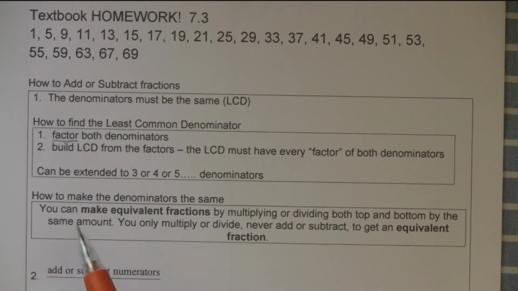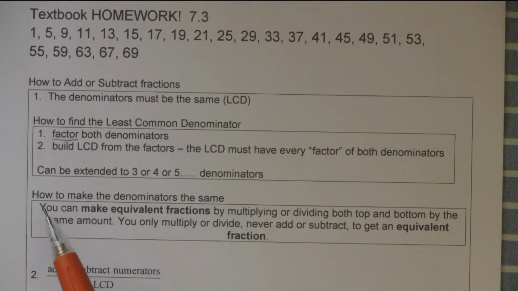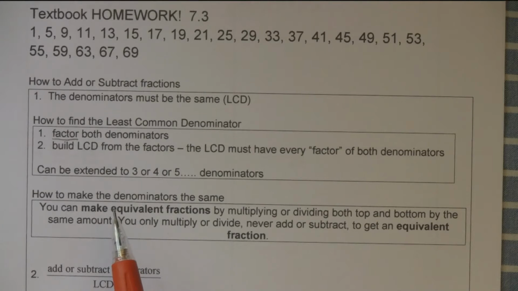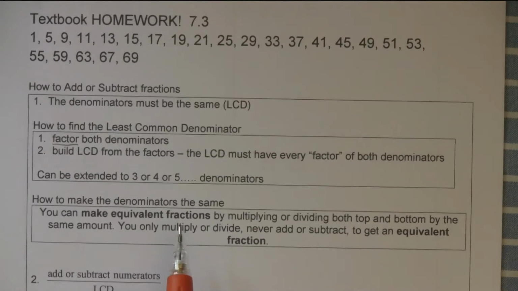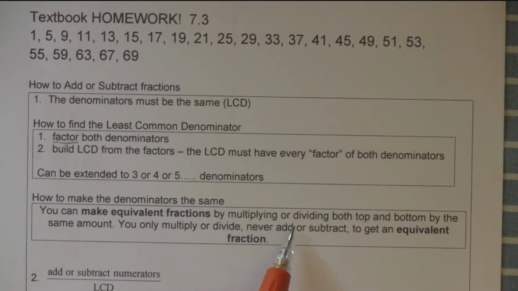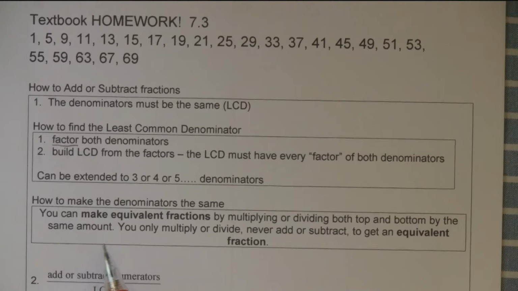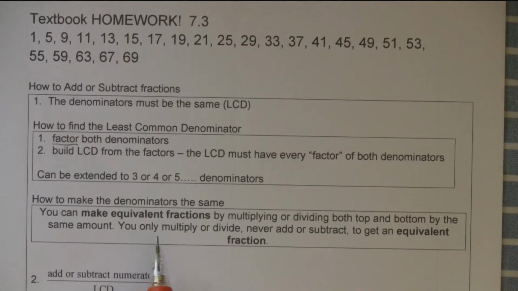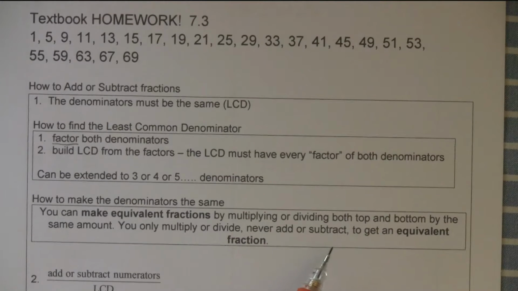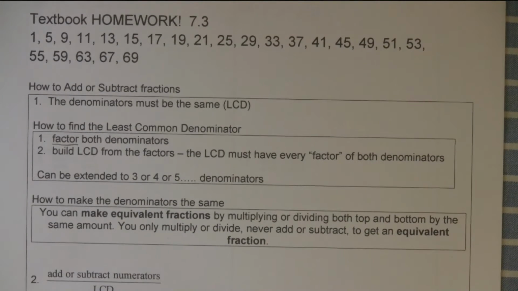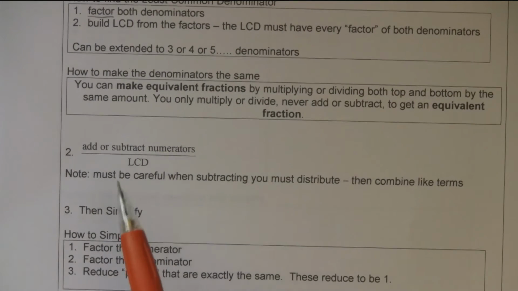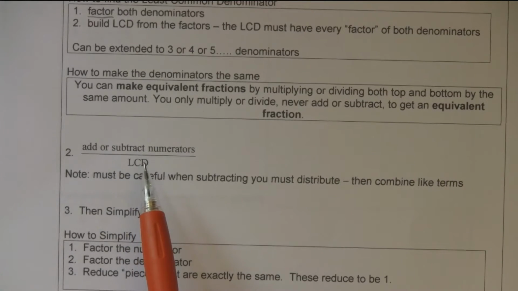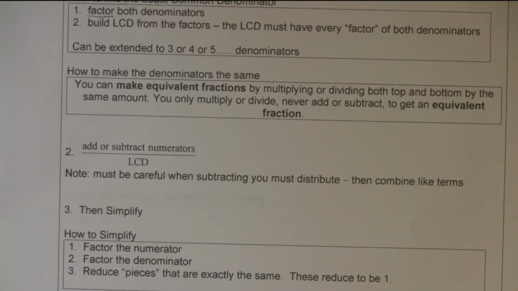And then how you make the denominators be the same is you have to make equivalent fractions. You might remember from regular fractions that what you do to the numerator, you have to do to the denominator, and vice versa. So you can make equivalent fractions by multiplying or dividing both the top and the bottom by the same amount. You only multiply or divide, you never add or subtract, to get an equivalent fraction. Once the denominators are the same, you add or subtract the numerators over the common denominator. And be careful when you're subtracting, because you have to distribute the negative and then combine like terms.